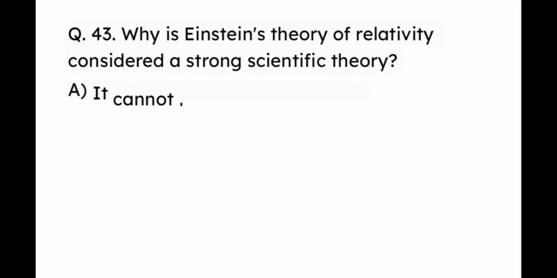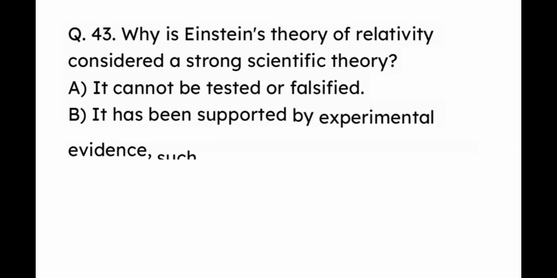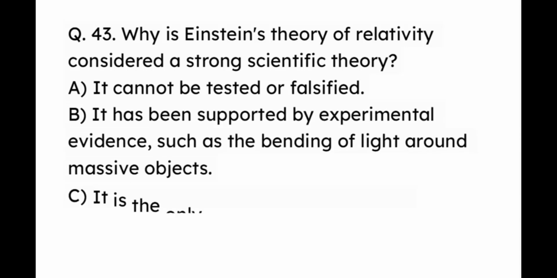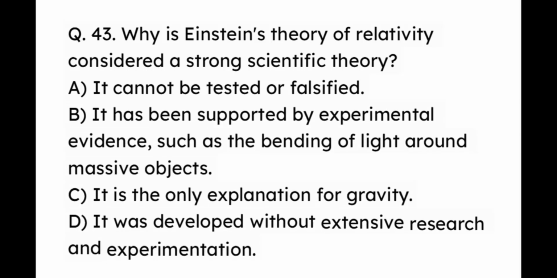Q43. Why is Einstein's theory of relativity considered a strong scientific theory? A. It cannot be tested or falsified. B. It has been supported by experimental evidence, such as the bending of light around massive objects. C. It is the only explanation for gravity. D. It was developed without extensive research and experimentation.